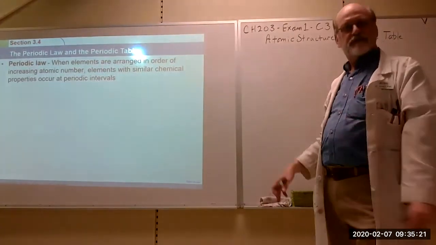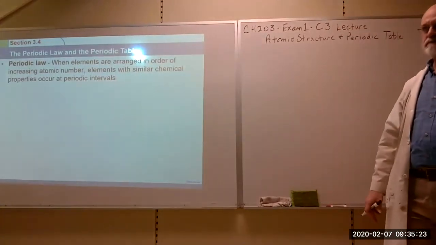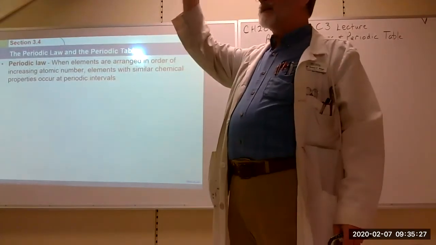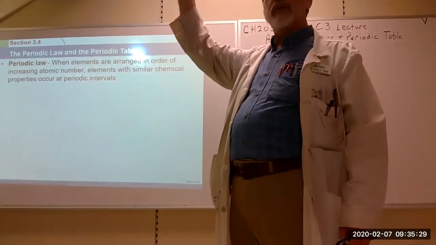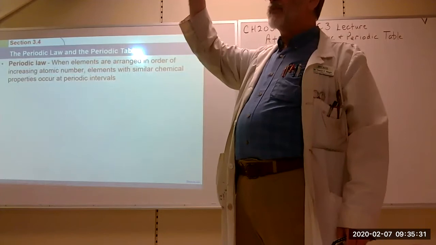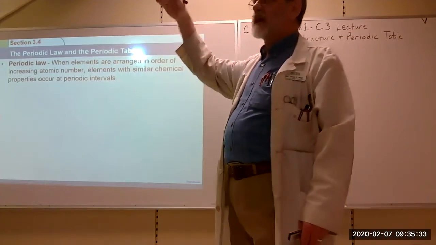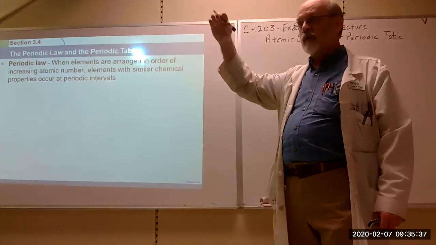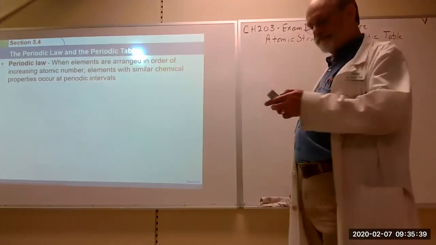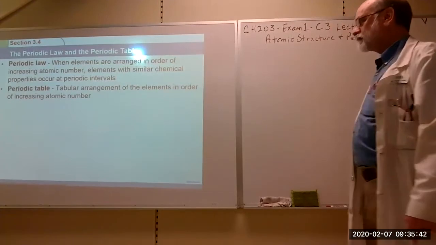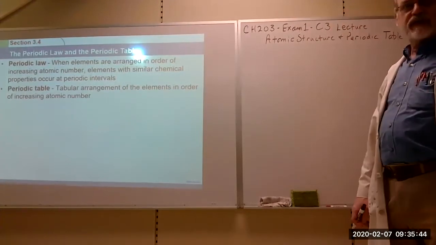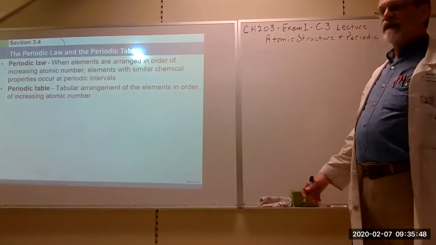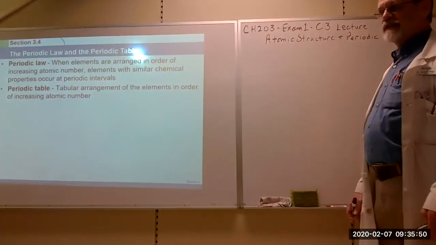Those are periods. Okay? And they're numbered from top to bottom. Hydrogen and helium are in the first period. Then lithium, beryllium, boron, carbon, nitrogen, oxygen, fluorine, and neon are in the second period, and so forth. Okay? That's why they call it the periodic table. It is a table, and the rows designate periods.